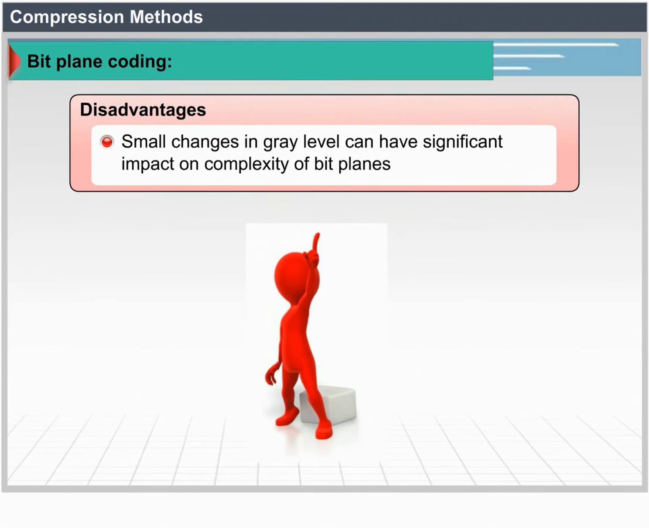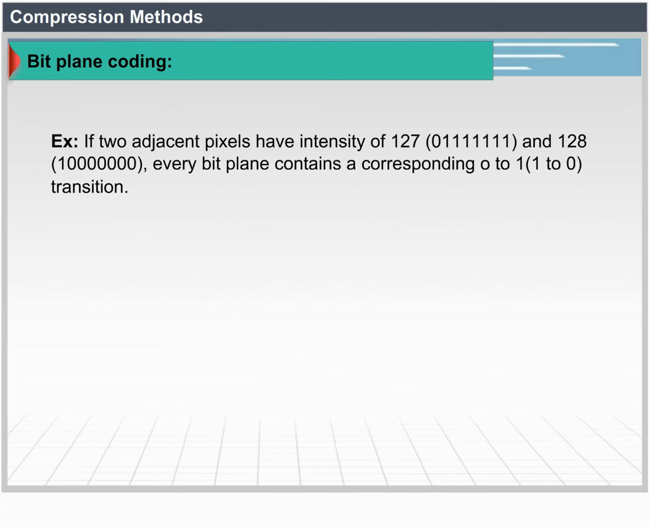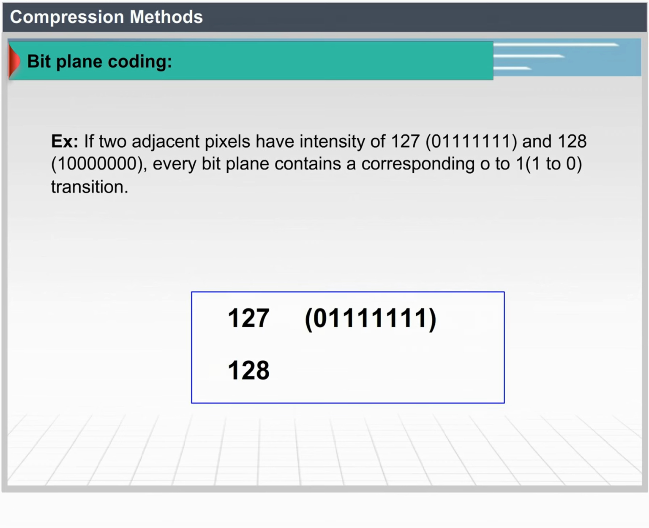Disadvantages. Small changes in gray level can have a significant impact on the complexity of bit planes. For example, if two adjacent pixels have intensity of 127, that is 0, 1, 1, 1, 1, 1, 1, 1, and 128, 1, 0, 0, 0, 0, 0, 0, 0, every bit plane will contain a corresponding 0 to 1, 1 to 0 transition.